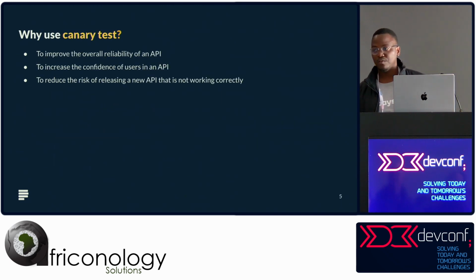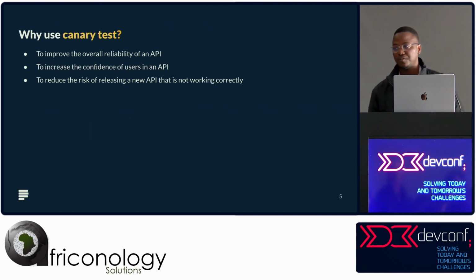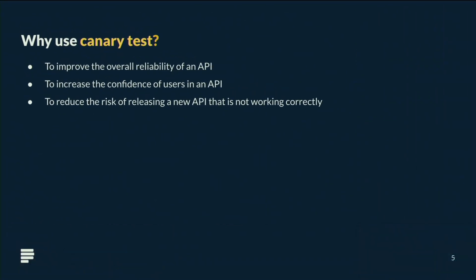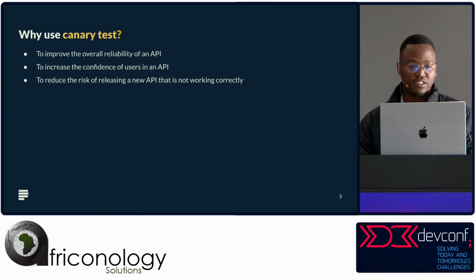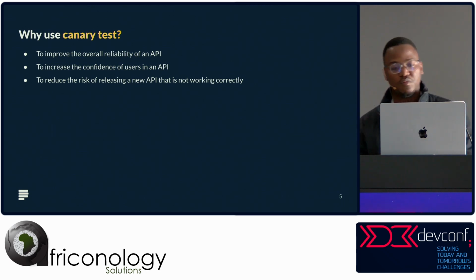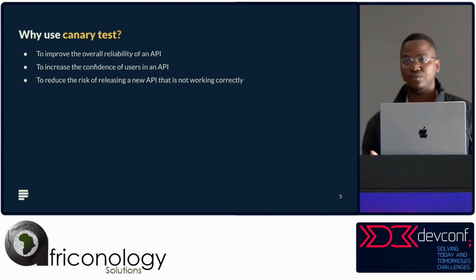So you're probably wondering why you'd want to use a canary. These are the different things you'd want to use a canary for, which is to improve the overall reliability of an API, such as the availability and also latency, and also increase the confidence of users in using that specific API. So for example, detecting the actual issue before real users find out, and increasing the confidence in allowing you to actually fix that issue. It also reduces the risk of releasing any API that has any issues as well.